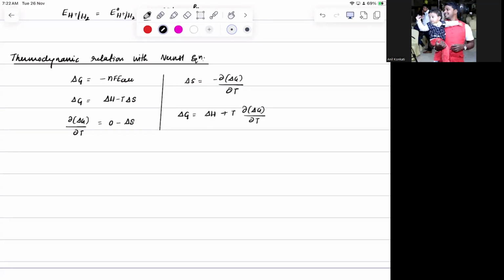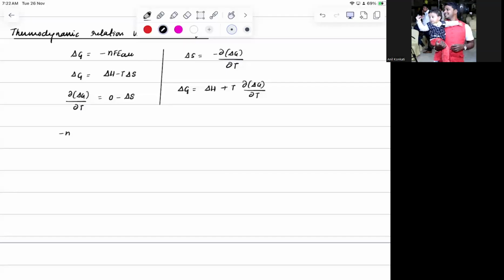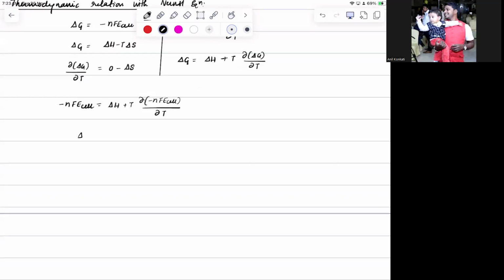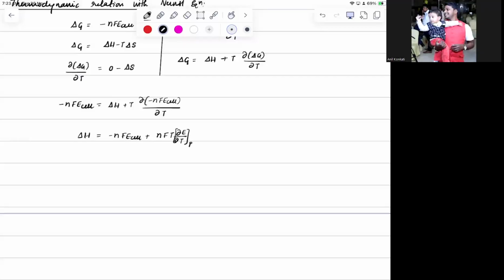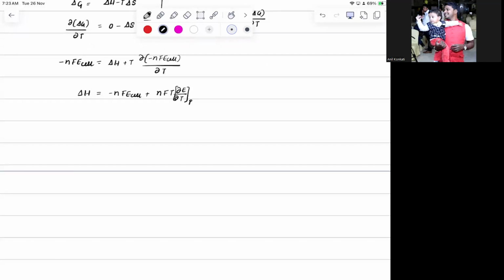On the other hand, we can also write delta G is equal to minus nF E cell is equal to delta H plus T times dou of minus nF E cell by dT. So if we write that, we will get delta H. This equation is important: delta H equals minus nF E cell plus nFT dou E cell by dou T. And this is usually at constant pressure. Got it? This is the equation you should remember.